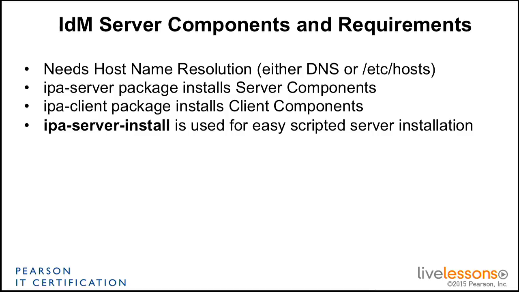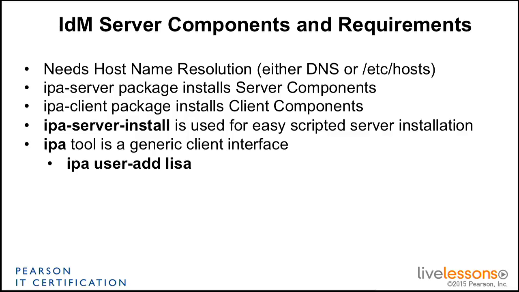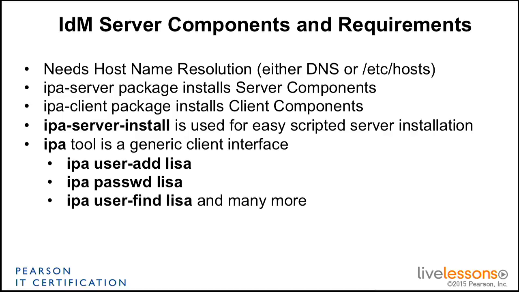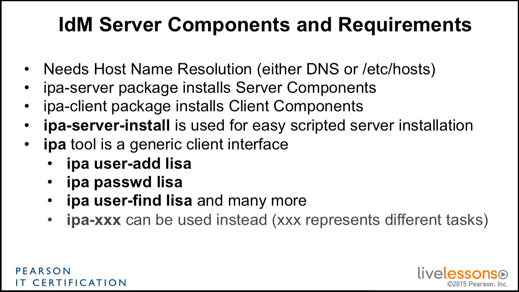The installer is going to ask some questions, you are going to provide the answers, and at the end you've got an IPA server that is up and running. The ipa tool is a generic client interface. It's also the administration interface, so you will see that you can use it to do all you have to do in the IPA environment. An example is ipa user-add lisa, which will create a user with the name lisa, or ipa passwd lisa, which will set the password for user lisa. Or if you want to see the properties for user lisa, ipa user-find lisa will show you how to do it. It is a very rich tool and you can use it to do anything you need to do on your server configuration. Also, you can use ipa-XXX, where XXX represents different tasks. So what I would recommend is that you type ipa- and then hit the Tab key on your keyboard twice to see how auto-completion is giving you everything that you can do with the ipa command.